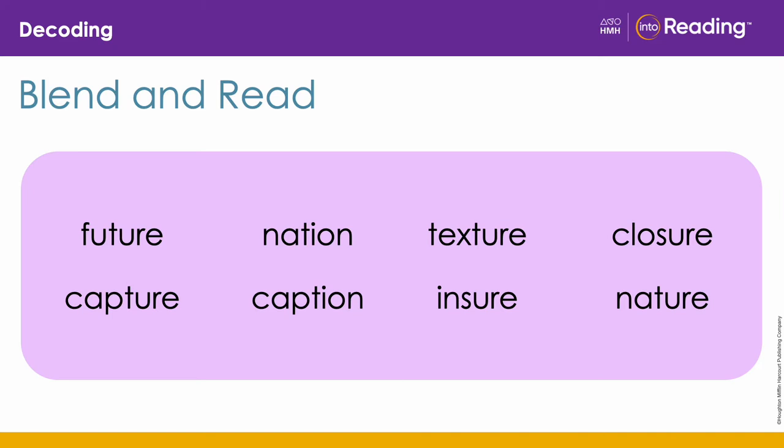We're going to read each line of words one at a time and then talk about the words. Are you ready to read with me? Let's start with row one. Future, nation, texture, closure. What is the final syllable in future? That's right, T-U-R-E, ture. What is the final syllable in nation? Yes, T-I-O-N, shun. How about in texture? You've got it, T-U-R-E, ture. And finally, what's the last syllable in closure? S-U-R-E. Good job.